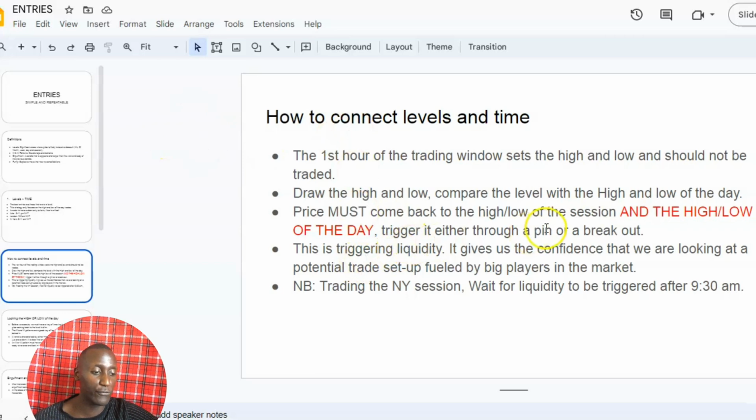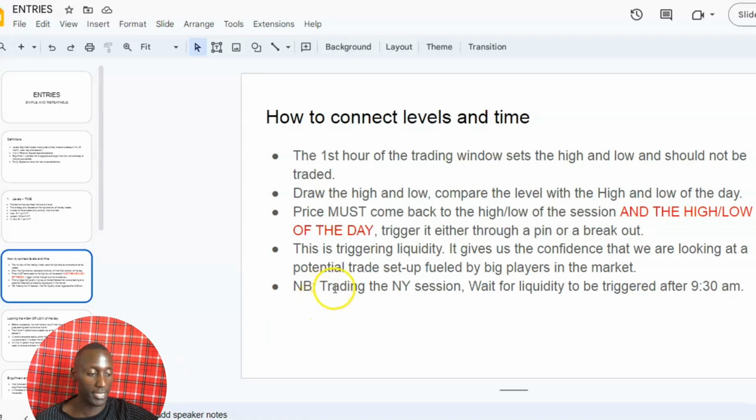The reason why we wait for the high of the day to be triggered is because it gives us the confidence that if we get into this setup, there is a big probability that the move will be fueled by big players in the market.